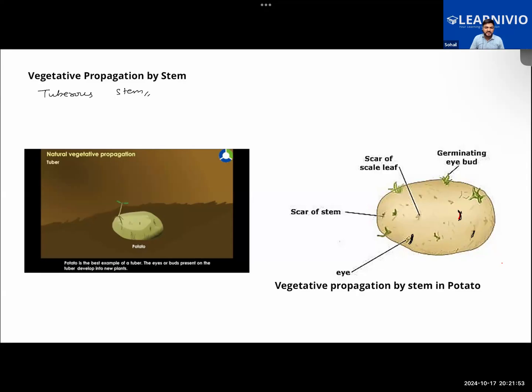The first example is the potato here. Getting it now? They are the swollen, fleshy underground stems that will be storing the food. So tuberous stems are swollen, fleshy underground stems that store food.